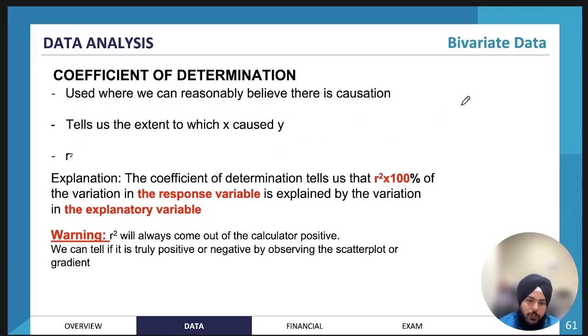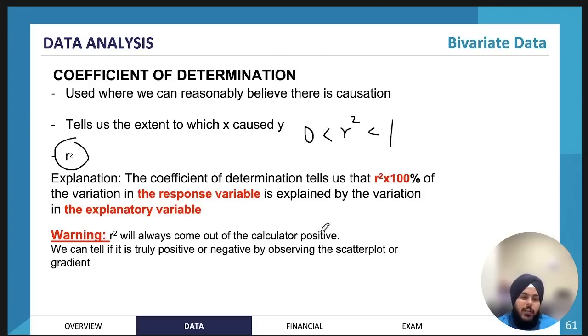Okay, so now we'll move on to the coefficient of determination. The coefficient of determination is literally just r squared. So whatever the Pearson's correlation coefficient was, it's just going to be that squared. And because the r value is being squared, the r squared value is always going to be positive, but it's always going to be between 0 and positive 1. It's not going to be greater than that.